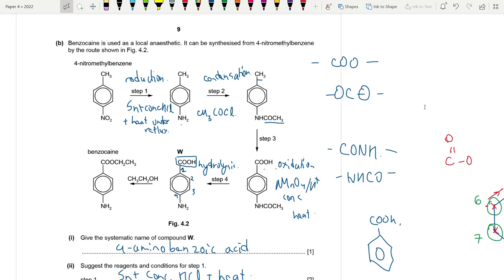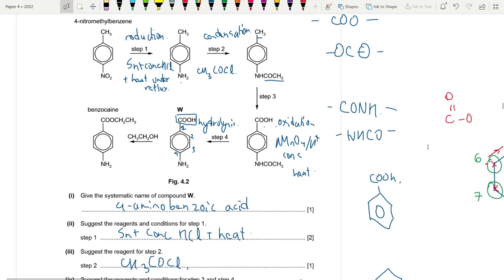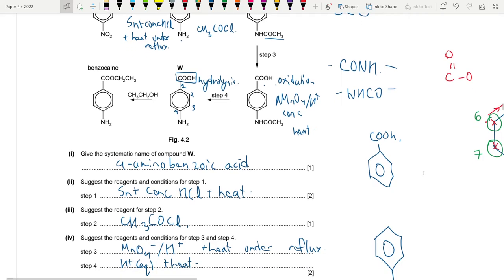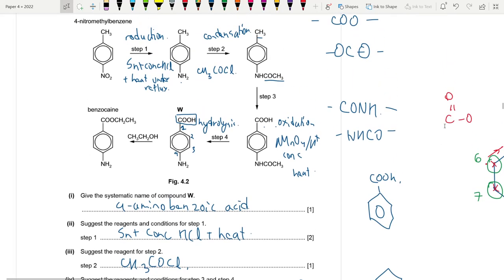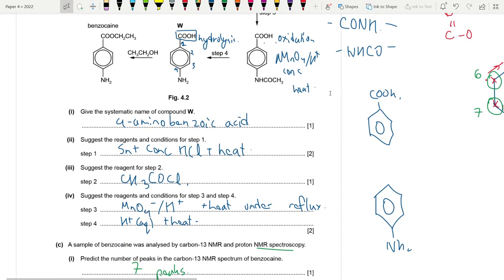Okay. So the reagents and conditions for step 1 is tin plus concentrated HCl plus heat. Okay. Then reagents for step 2, we need acyl chloride, right? And it does not require any heating or anything because the acyl chloride is already very reactive. By the way, if you're wondering whether you could use an alcohol or not, the answer is no. It's not strong enough to react with the amine that's attached to the benzene ring. Okay, you need to use an acyl chloride.